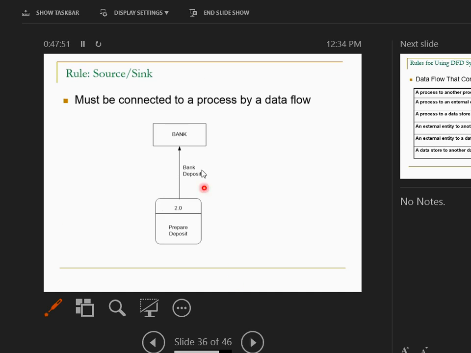And a syntactical rule is that a data flow that goes to or comes from an external entity needs to be connected to a process.